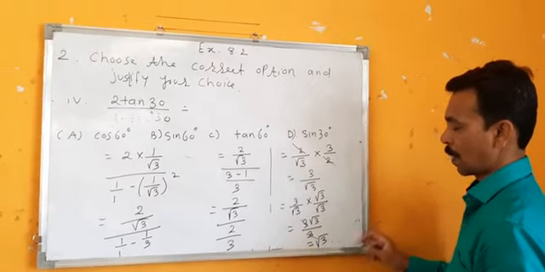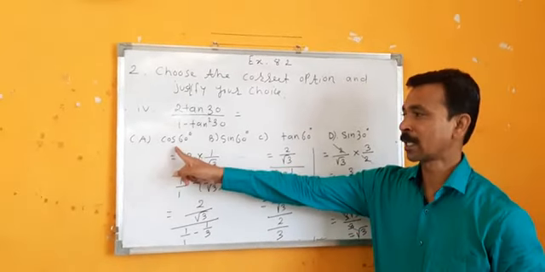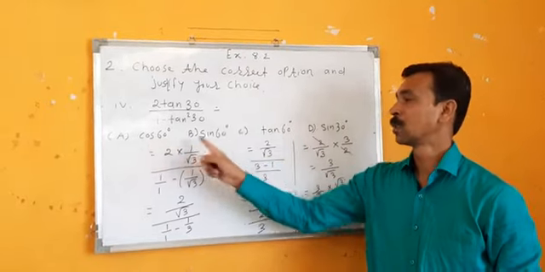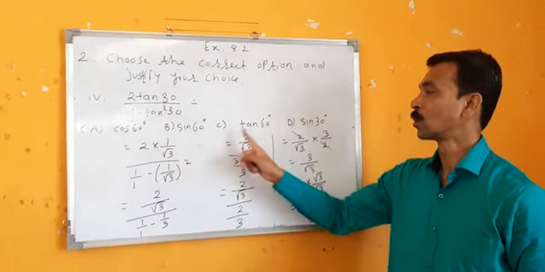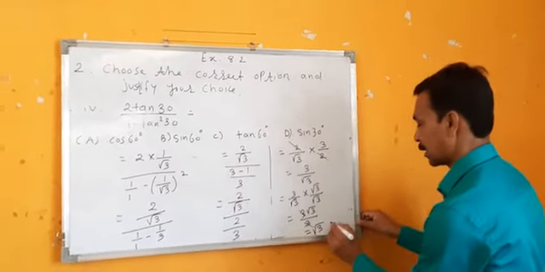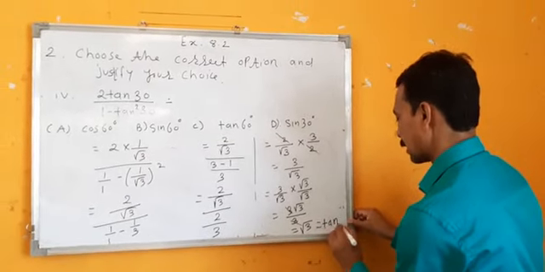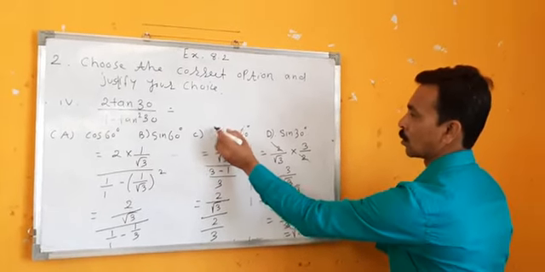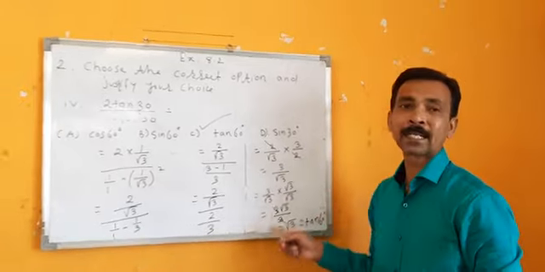What is left? Root 3. But what is root 3 in terms of the options? Is it cos 60? No. Is it sin 60? No. Is it tan 60? Yes. Root 3 is tan 60. So C is the correct option.